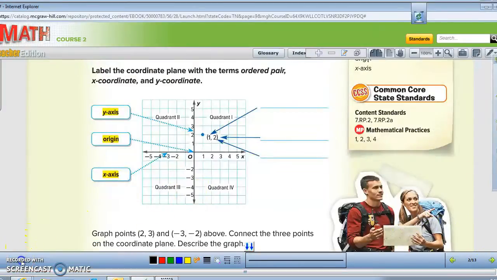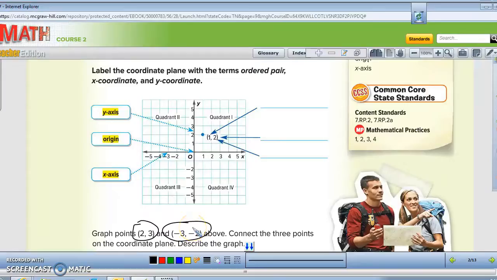Going down to, okay, so the last part of your quick review on graphing is this part right here. It says graph the points 2, 3, and -3, -2 above, and then connect the 3 points, so this point plus these 2, on the coordinate plane, and then describe the graph. So go ahead and practice this.